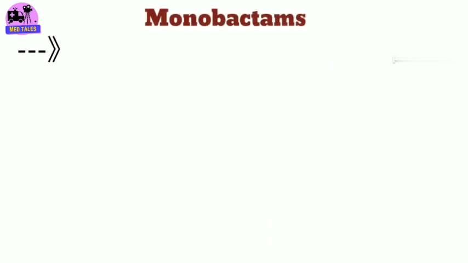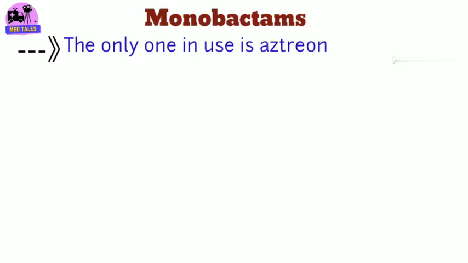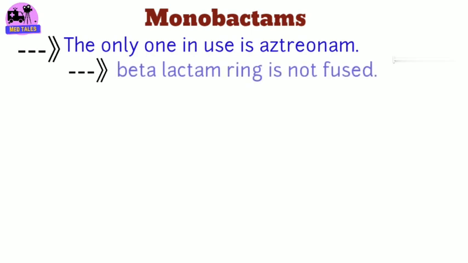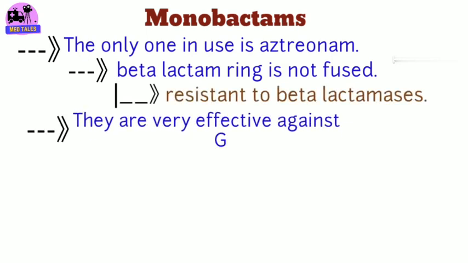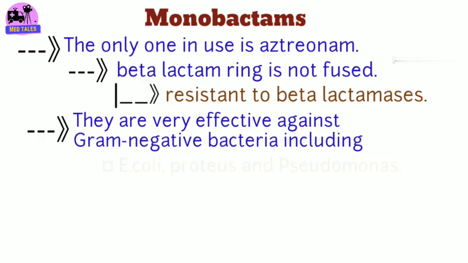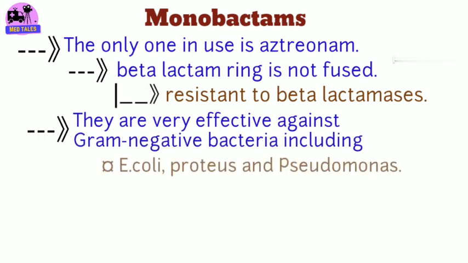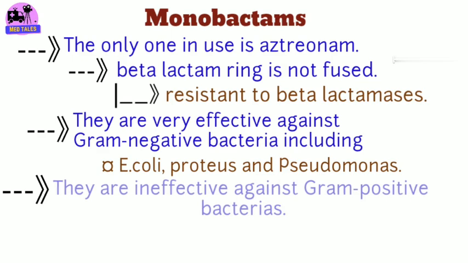Amongst the monobactams, the only one in clinical use today is aztreonam. Unlike other beta-lactam antibiotics, monobactams have a single, non-fused beta-lactam ring. This unique structure makes them highly resistant to most beta-lactamases. Aztreonam is highly effective against gram-negative bacteria, including Escherichia coli, Proteus species, and Pseudomonas aeruginosa. However, it has no activity against gram-positive bacteria or anaerobes.